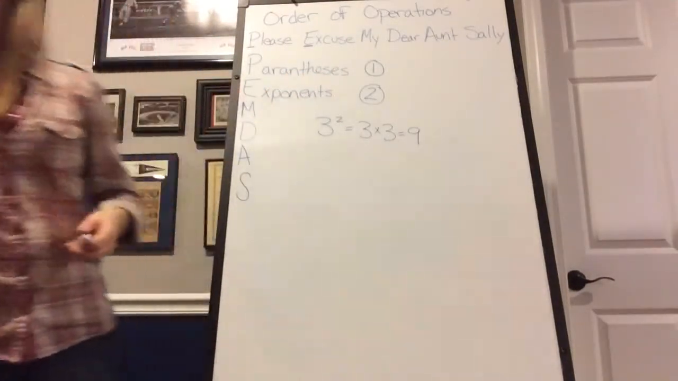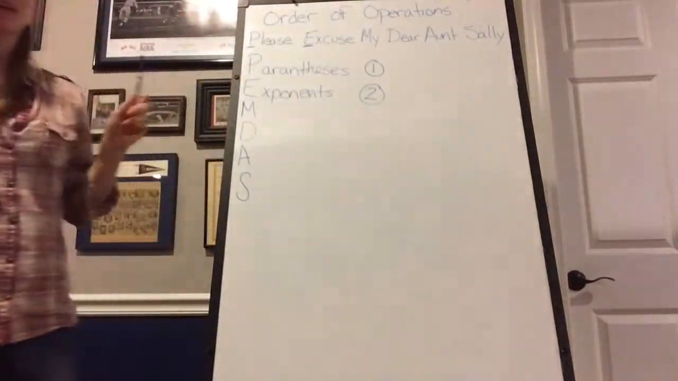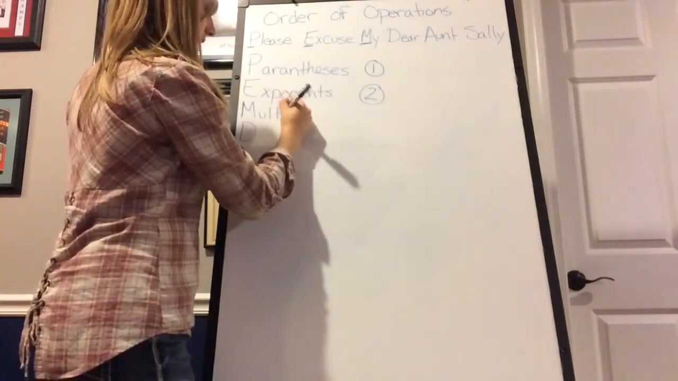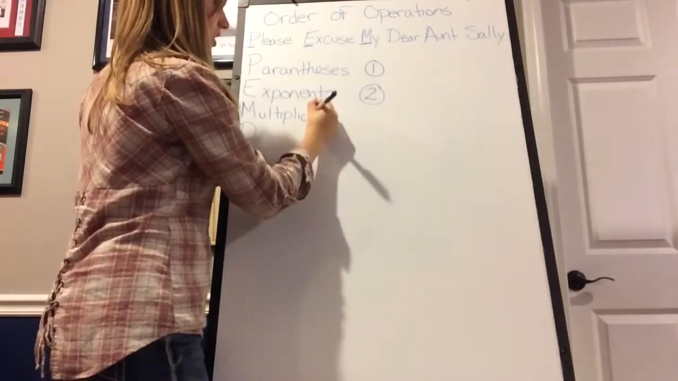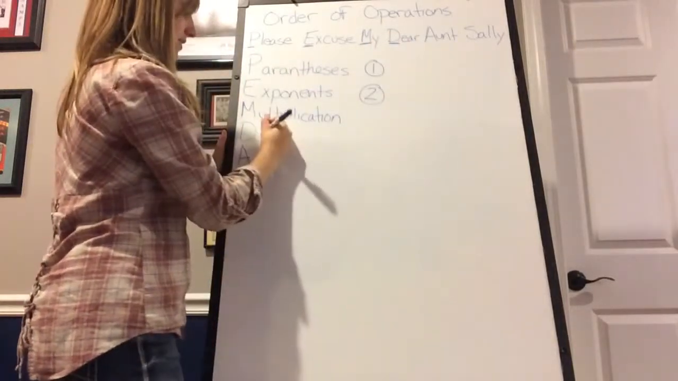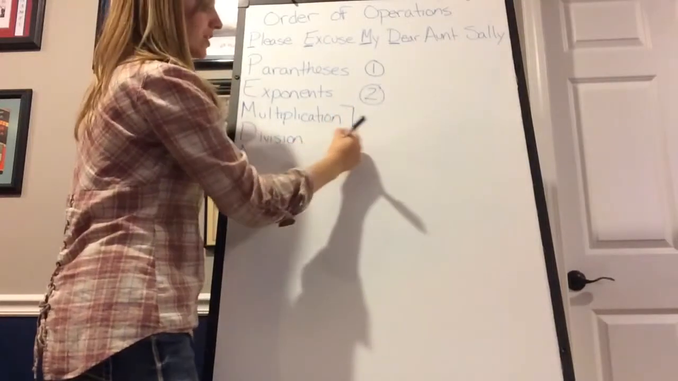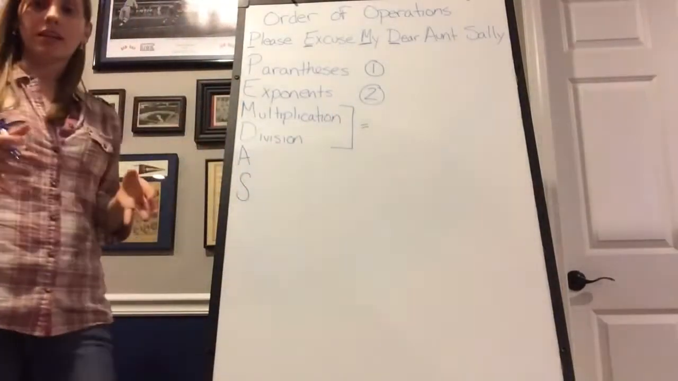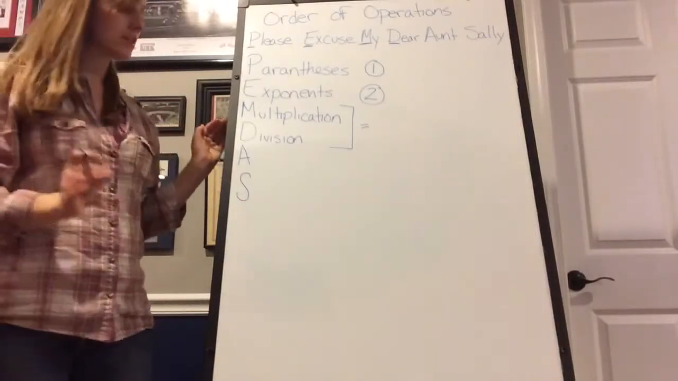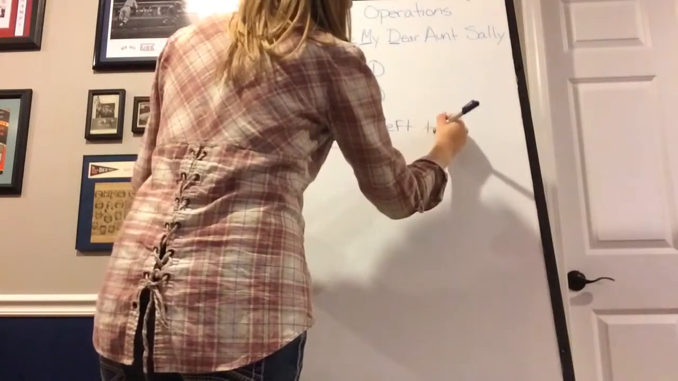So exponents come second. You must get rid of all parentheses first, and then once the parentheses are gone, you do the exponents. After excuse, we have my, M. The M represents multiplication. Now, I'm going to go ahead and talk about the fourth letter as well. Dear, we have D, and that's division. Multiplication and division are what we call equal in importance, which means you do whichever one comes first in the problem from left to right.